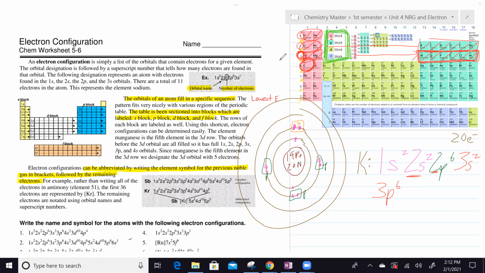Eric, what street is the potassium on? What street number? The street is which? Here, wait, let me erase this. There we go. 4S. 4 is the street. Yeah.